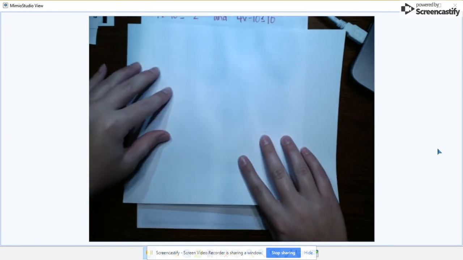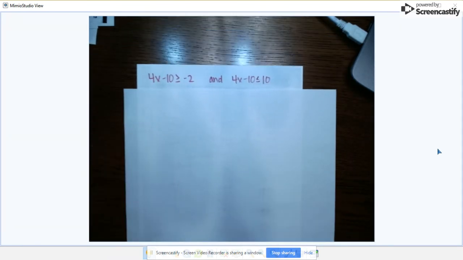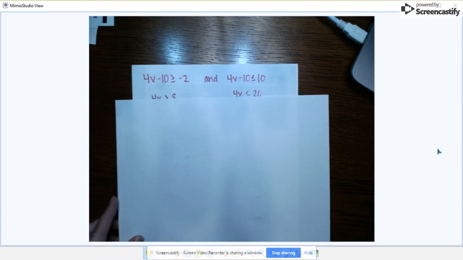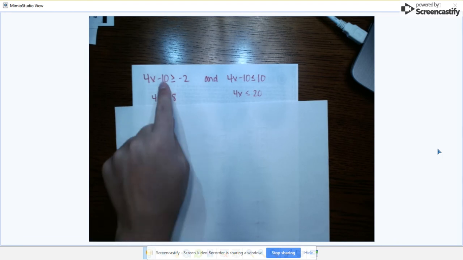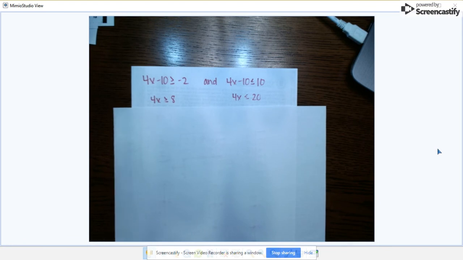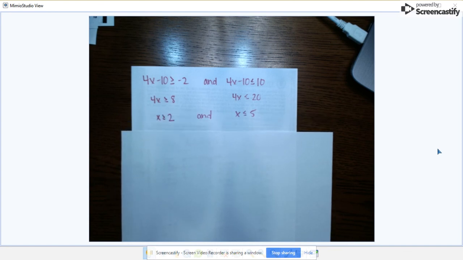Okay, we're going to have compound inequalities, so that means we have 2 of them. We have 4x minus 10 greater than or equal to -2, and 4x minus 10 is less than or equal to 10. So what we're going to do here is solve each of these individually. We're going to add 10 to both sides, and then add 10 to both sides here. So the left becomes 4x greater than or equal to 8. The right inequality is 4x is less than or equal to 20. Divide both by 4. We get x is greater than or equal to 2 and x is less than or equal to 5. We want to write that as a compound inequality.